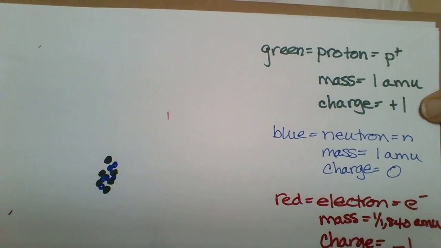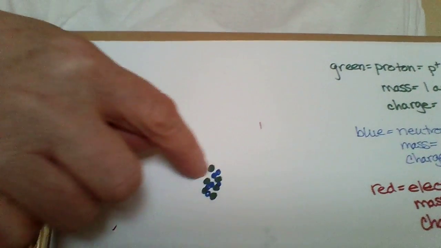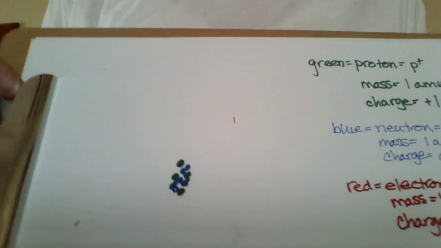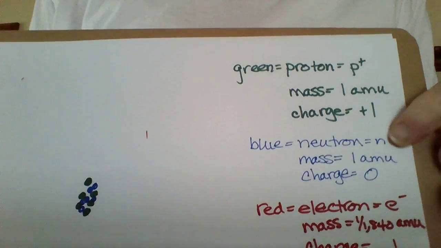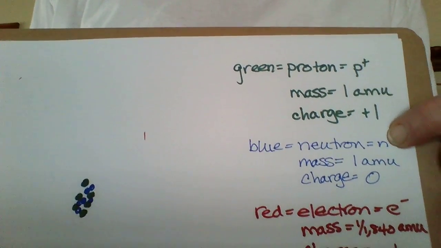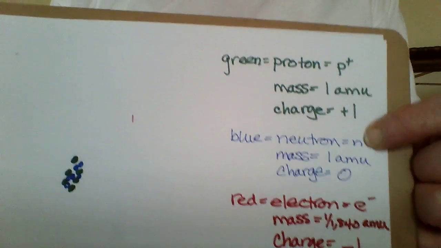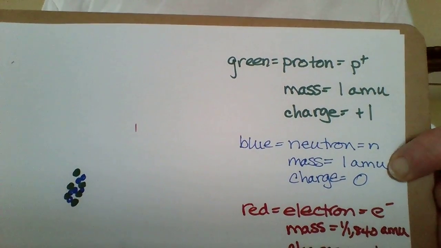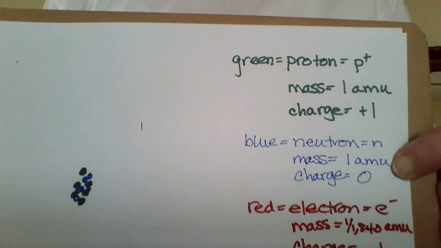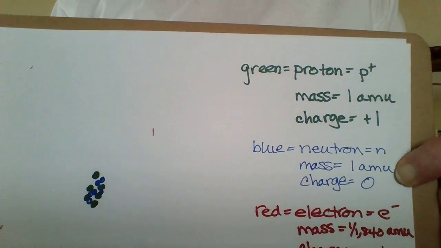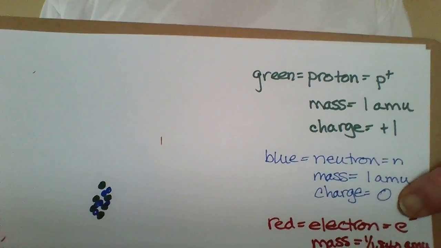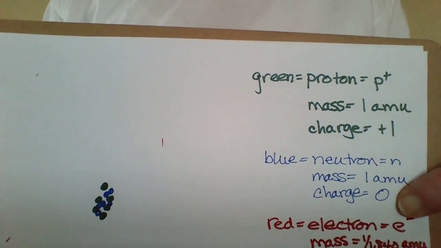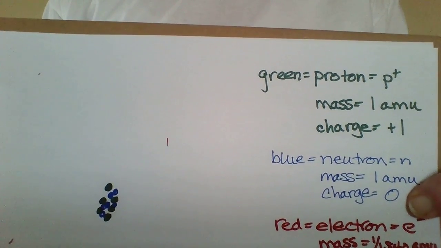That's a proton. The blue dots that are packed into the nucleus with the protons, they are neutrons. And we use a little n to denote the neutron. It has an atomic mass of 1 atomic mass unit. It's got the same mass as a proton has, but it has a 0 electrical charge. It's neutral. That's why we call it a neutron.